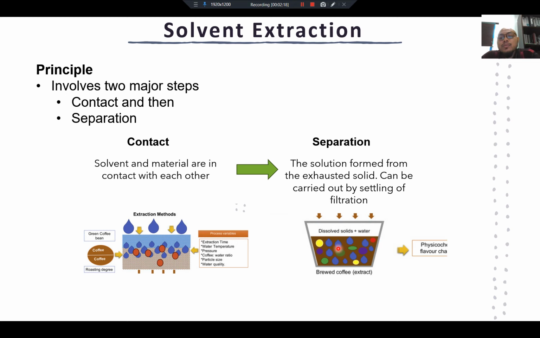You can do simple filtration, or maybe you can use distillation. In fire debris, we need to understand that the sample is volatile. You can use the solvent, vaporize it, and then collect the vaporized solvent through distillation and condensation.